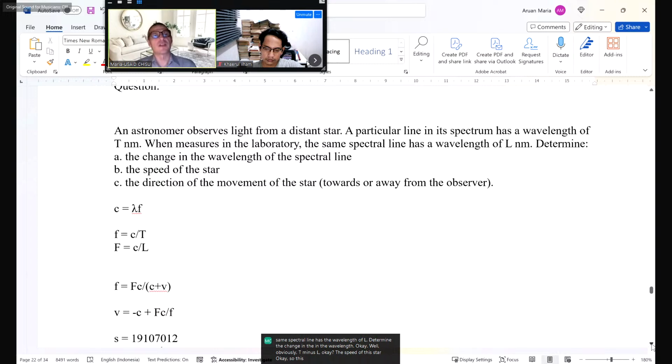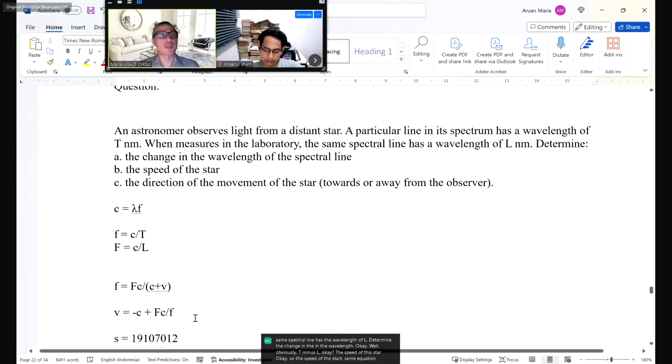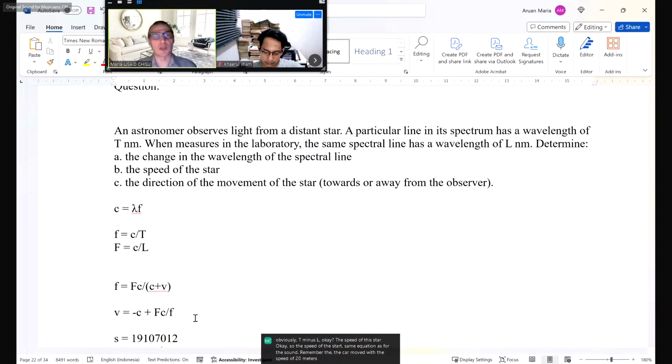okay? So the speed of the star, same equation as for the sound. Remember, the car moved with the speed of 20 meters per second. That's what we calculated for the sound. Same thing here. Of course, the velocity will be different in this case. And finally, the direction of the movement of the star. Remember, for the sound, our source moved towards the observer, but in this case, the star moves away from the observer, because there is a red shift in our universe.